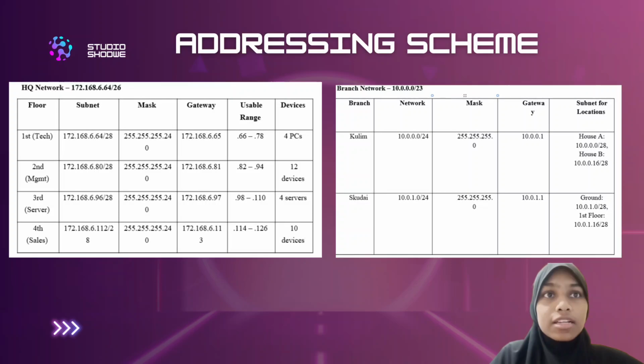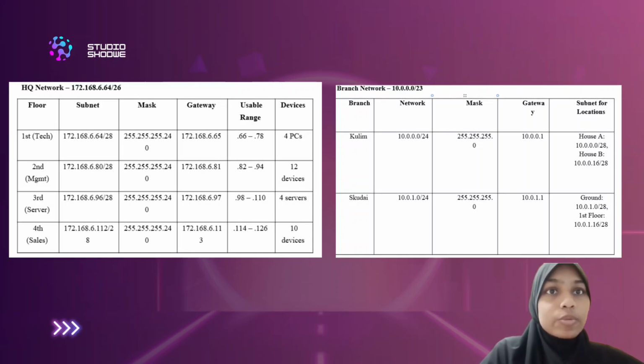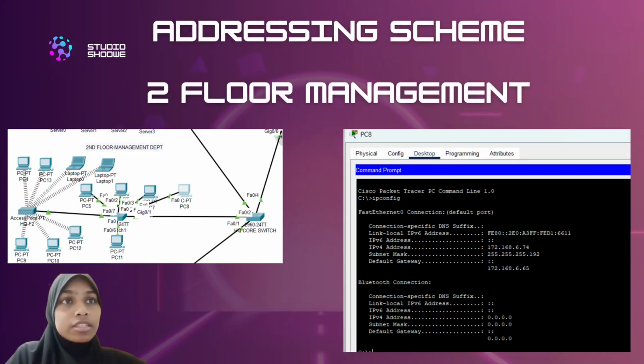Each floor and location was assigned a /28 subnet, which provides 14 usable IP addresses. This is sufficient for the number of wired and wireless devices at each location.